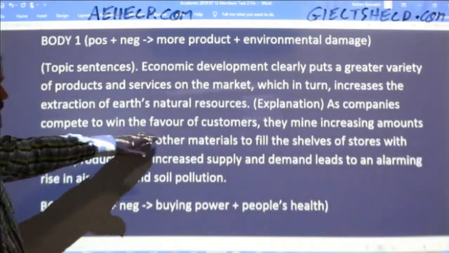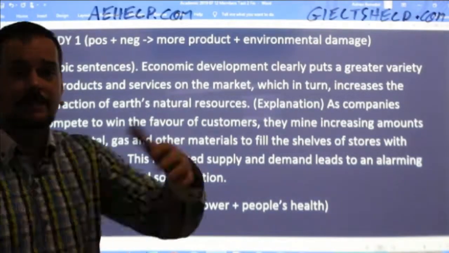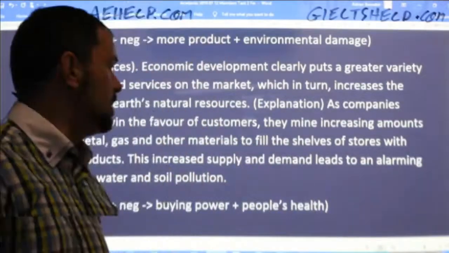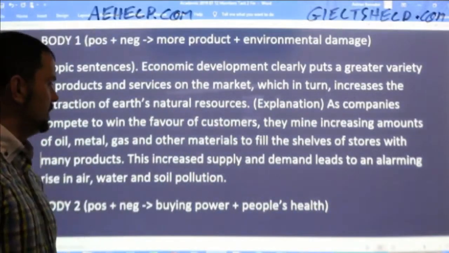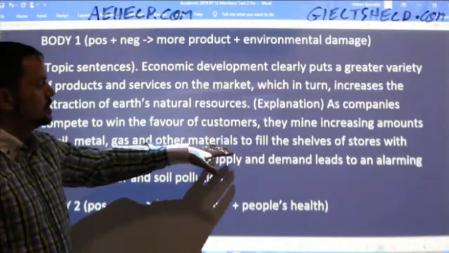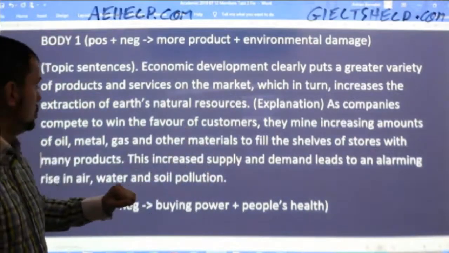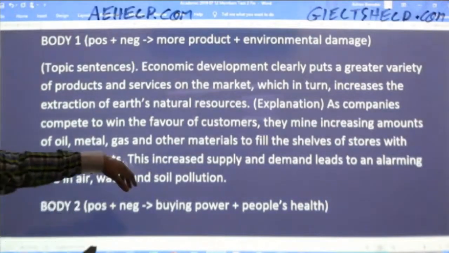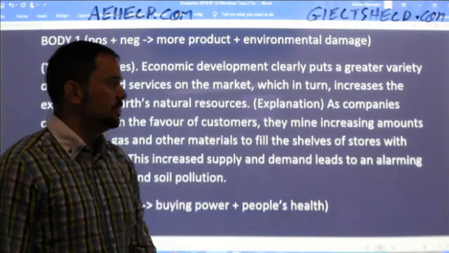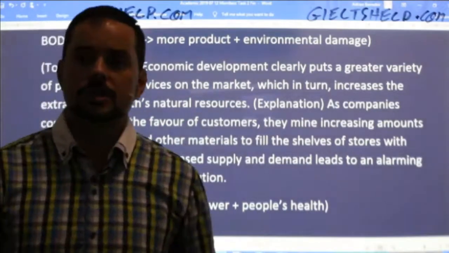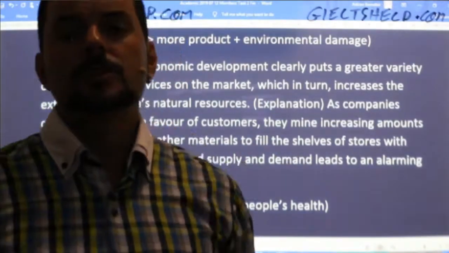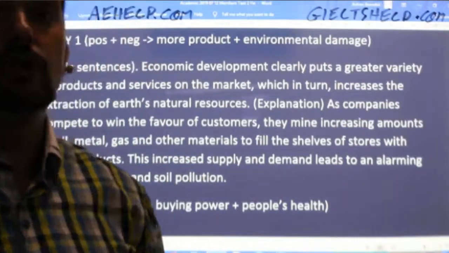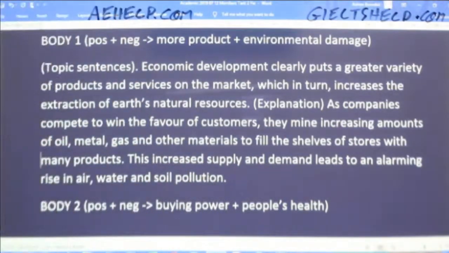Companies are competing to win the favor of the customer. Hey, buy a Mazda. No, no, no. Hey, buy a Mercedes. No, no, no. Hey, buy a BMW. Buy an SUV. All right? And so then I just need to put that into words, okay? What is that using? Oil, metal, gas, other materials to fill the shelves of stores, okay? So visualizing is a very powerful tool for effective writing.